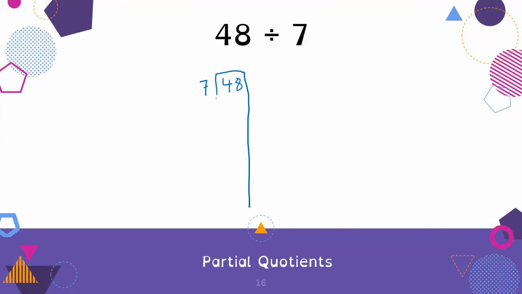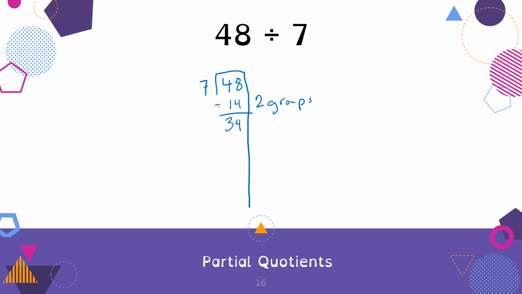So possibly 7 isn't a number that you know a lot of your facts with, but maybe you know that double 7 is 14. So we're going to say, okay, well, 2 groups of 7 we know is less than 48. So we're going to separate those 2 groups and deal with that. Then we're going to subtract that off of the 48 because we have already dealt with them. We've already separated them into 2 groups. Now that leaves us with 34.